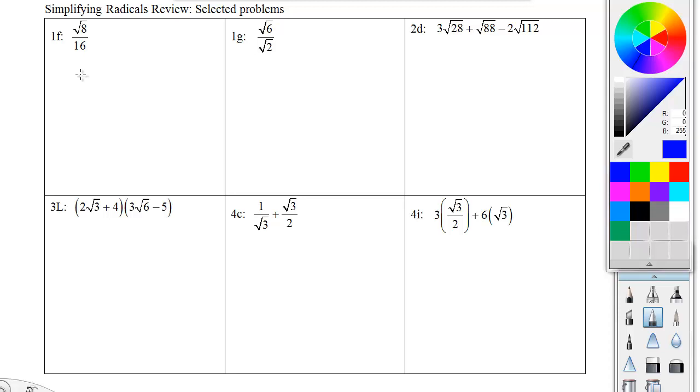This video is on simplifying radicals from a pre-calculus assignment in Chapter 6.